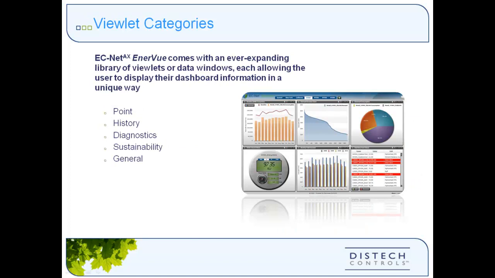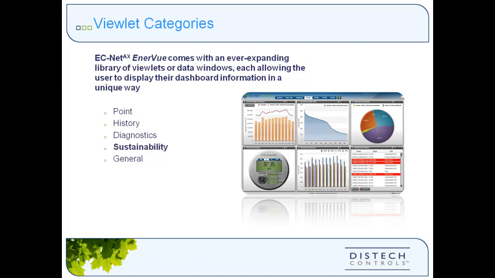ECNet AX EnerVue comes with an ever-expanding library of viewlets or data windows, each allowing the user to display their dashboard information in a unique way. Point viewlets rely on real-time metrics that change constantly. History viewlets look at sets of trend data for charting changes over time. Diagnostic viewlets analyze historical and live data to help diagnose inefficiencies or problem areas.